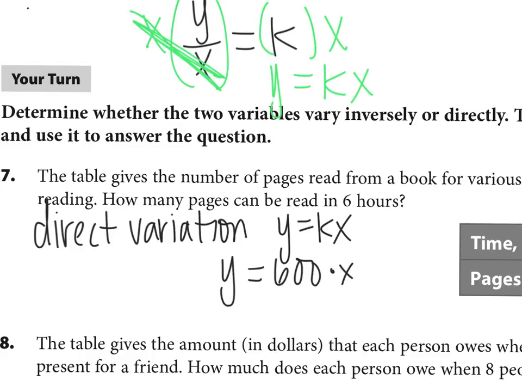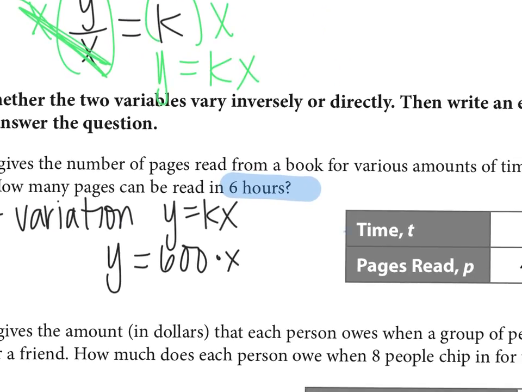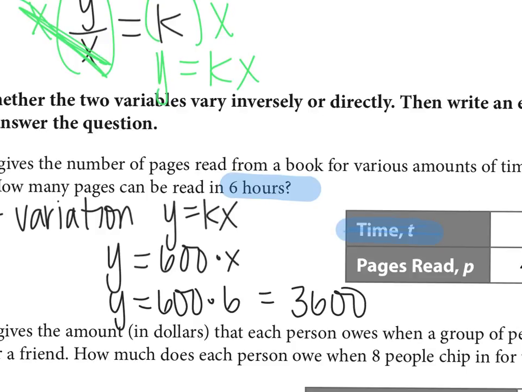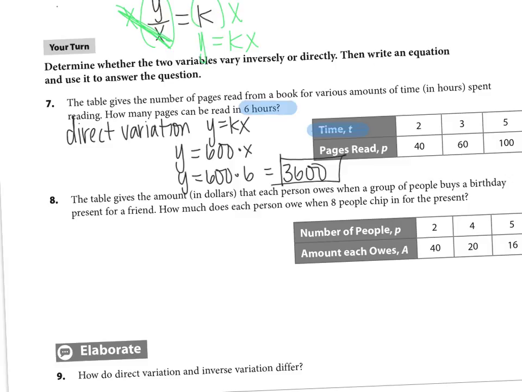And it asks us what happens in 6 hours. Well, hours would be my time, which is where my X is. So I know that I can plug in 6 for X. So Y equals 600 times 6 is going to give me 3,600. So in 6 hours, they can read 3,600 pages.